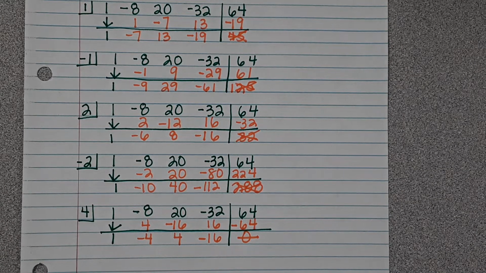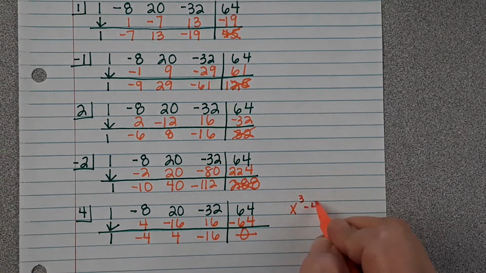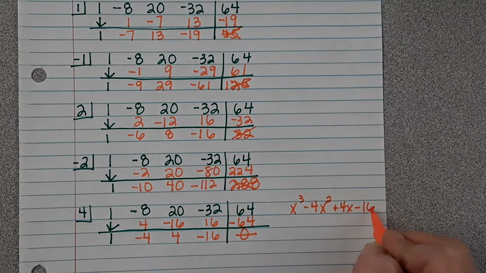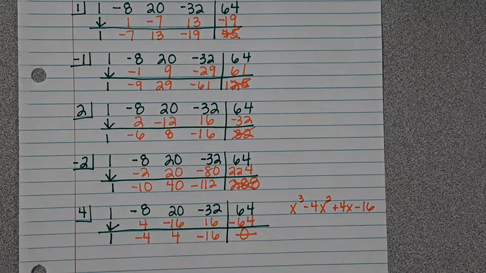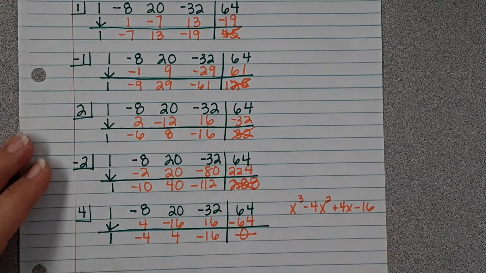Okay, so now we end up with x to the third minus 4x squared plus 4x minus 16. Oh man, that is not an x squared. It's an x cubed. It's an x to the third. So I want you to know that they're not always going to be able to be factored. So what we're going to do is test 4 again, and we're going to use it here. So now I'm going to test 4 because it might be a double root.